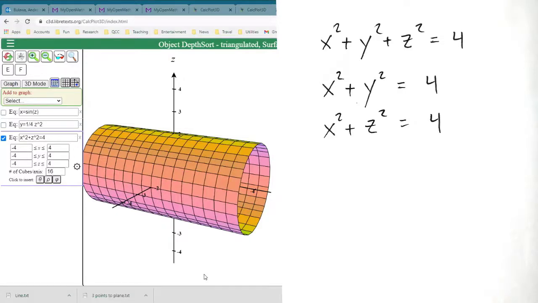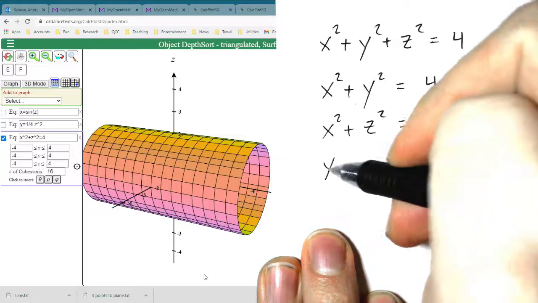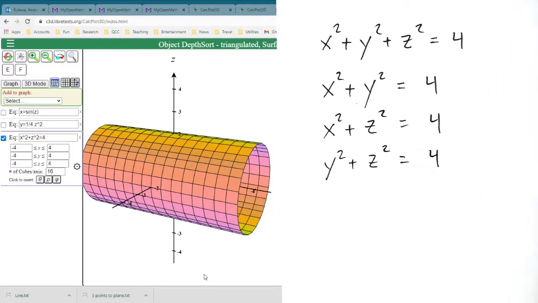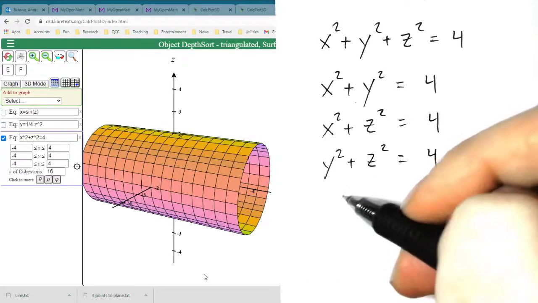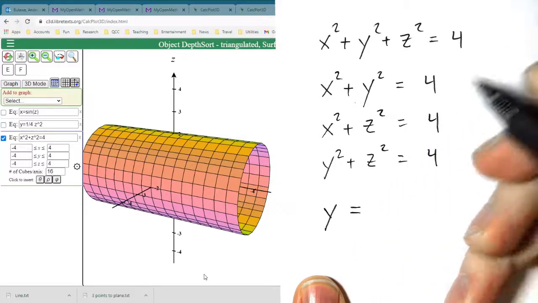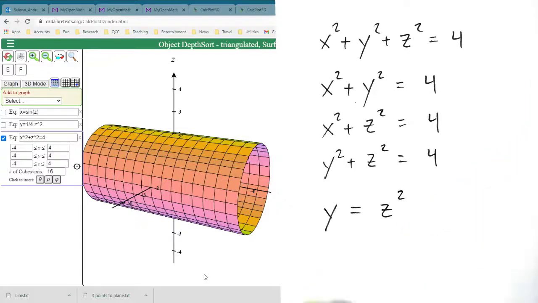I'll leave it to you to imagine what y squared plus z squared equals 4 would look like. All right. Now let's look at some other surfaces. What if I did something like this? What if I did y equals z squared? So what kind of shape is this?